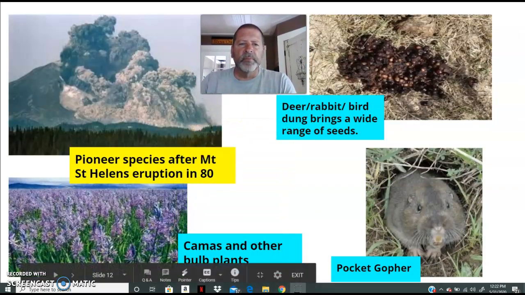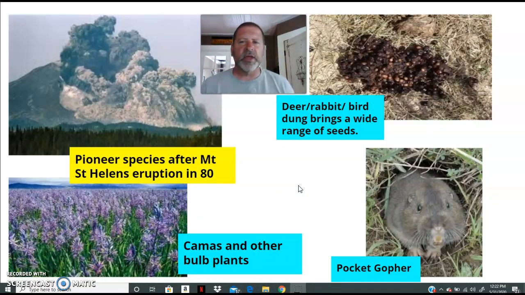The pioneer species after the Mount St. Helens blast happened to be animals and plants that were able to survive deep under the ground. Think about a 3-foot layer of hot ash landing on the soil and killing all the bacteria, but there happened to be some bulbs 3 feet down below, and when those bulbs sprouted and came up through that ash, that was the first life in that area. Camas lilies and other bulb plants were some of the first things to emerge.